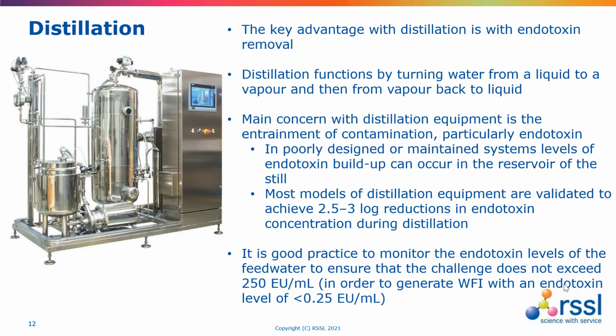So the design of a distillation unit to produce WFI is to achieve a 2.5 to 3 log reduction in endotoxin through the distillation process. So it's good practice, in order to show that the distillation unit is functioning as designed, to verify what the endotoxin challenge is in the supply water, and then to check the endotoxin levels coming from the still. So probably put a limit of no more than 250 endotoxin units per ml for the supply water in order to achieve that 3 log reduction to show water of less than 0.25 coming from the other part.